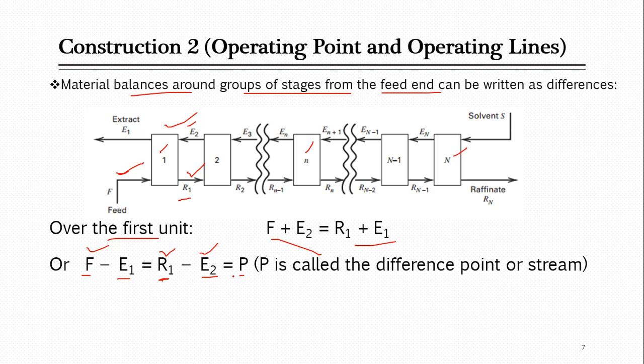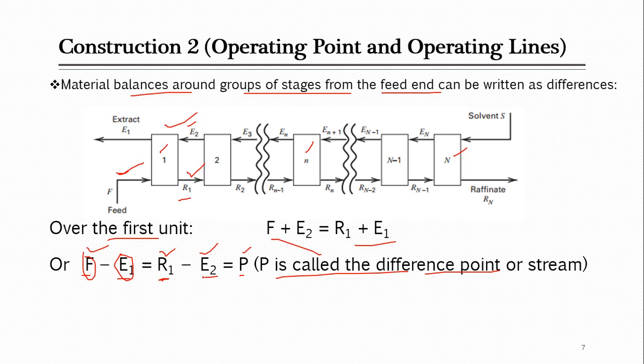We are giving a name of P, and P is called a difference point or a difference stream. So for any stream where you apply the balance, finally rewrite the equation in the form such that you write the terminology like flow of something which is rich in carrier, like feed which is rich in the carrier, minus flow of something which is rich in solvent, that will be equal to P.